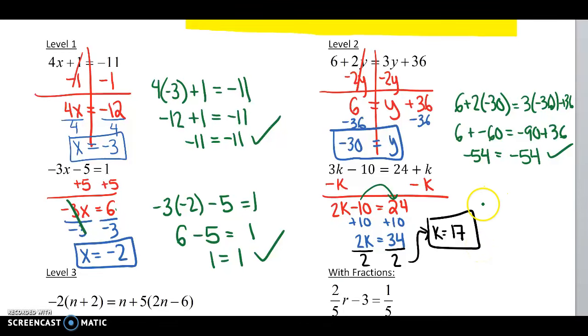And as always, you can check it. So 3 times 17 minus 10 should equal 24 plus 17. You can just do this computation in your calculator to confirm that it is in fact the correct solution.